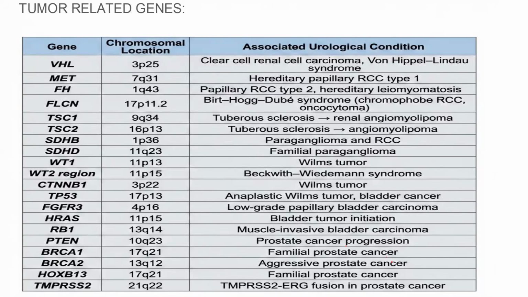The gene implicated in muscle invasive bladder tumor is RB1 gene on 13q14. TMPRSS2, a gene on 21q22, is important in management of prostate cancer. And BRCA1, BRCA2 also, BRCA2 in familial prostate cancer and aggressive prostate cancer.